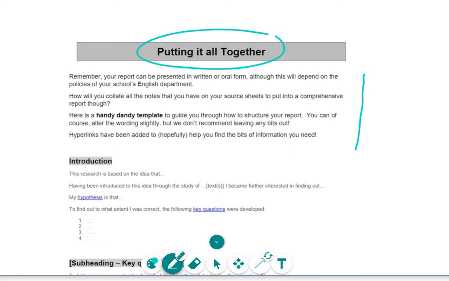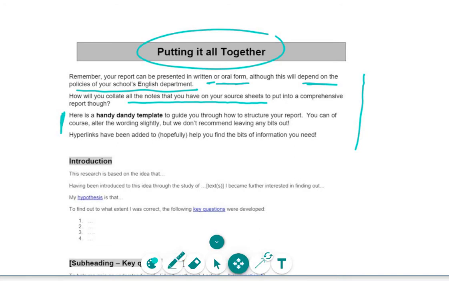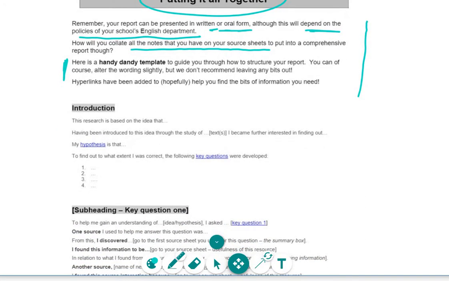So remember, your report can be presented in written or oral form, although this will depend, as I said before, on the policies of your school's English department. How will you collate all the notes that you have in your source sheets? Well, here is a template to guide you through how to structure your report. Just follow the template. It takes you through step by step.